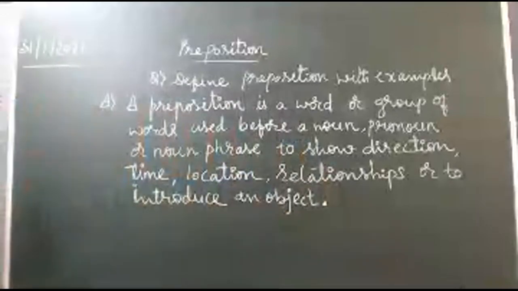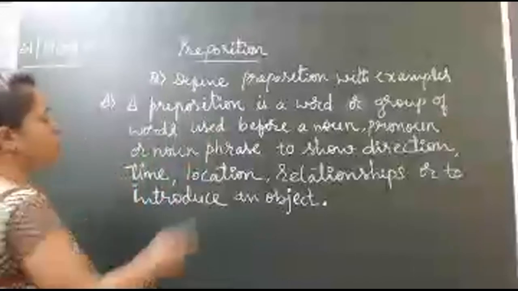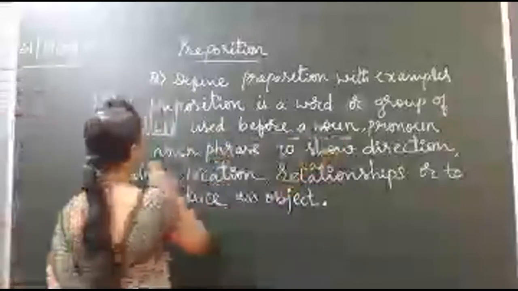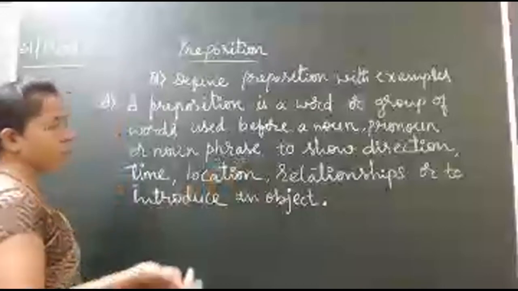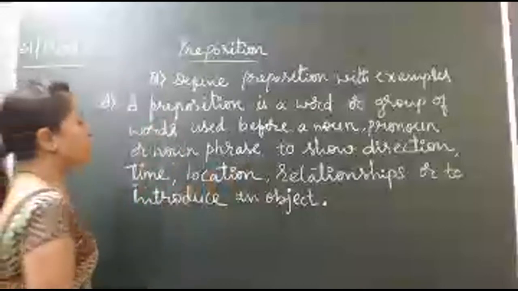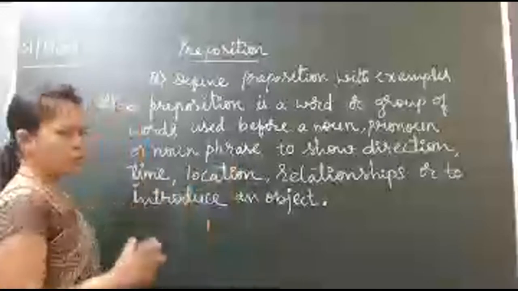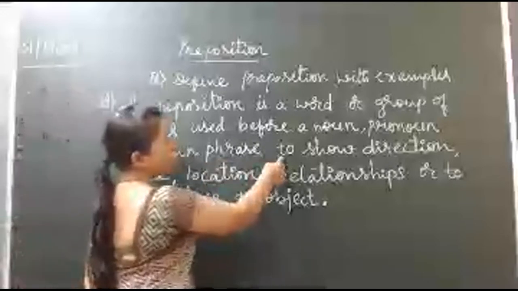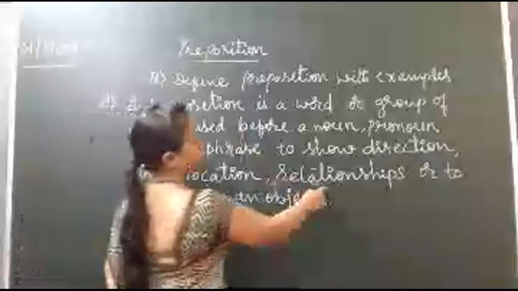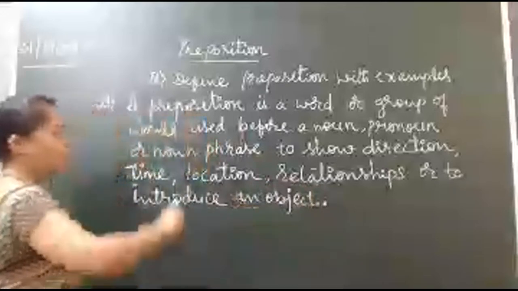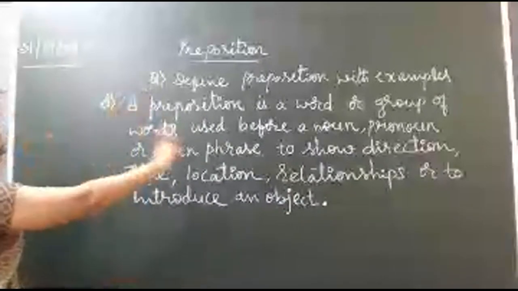What is a preposition? Or else, define a preposition with examples. A preposition is a word or a group of words or set of words used before a noun, pronoun or noun phrase. A phrase is a small sentence without a verb, and it comes under a different topic. Why do you use this preposition? To show direction, to show the time, to show the location, to tell a relationship between two persons, or to introduce any object. You can use the preposition in all these.